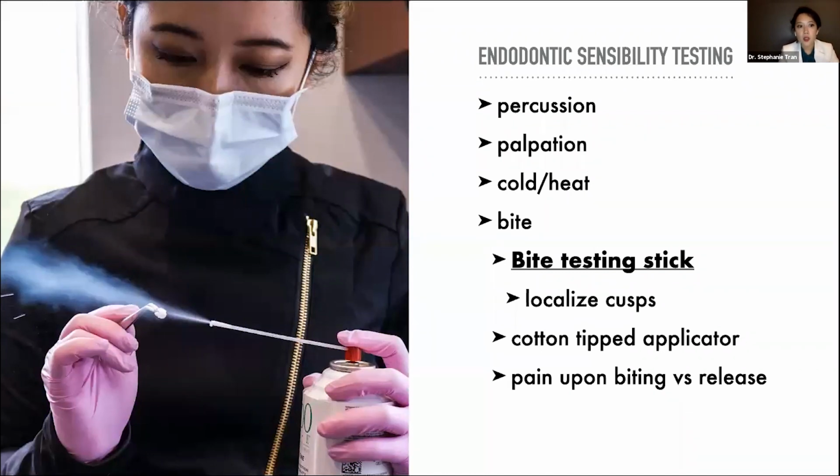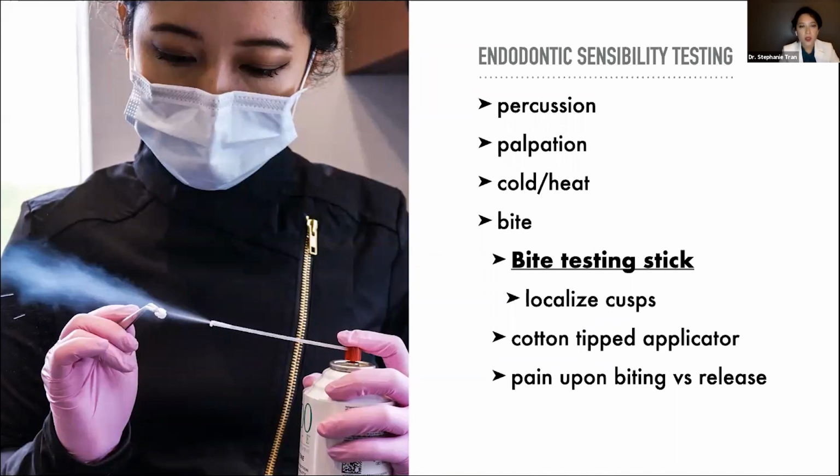Other testing of the tooth itself can help give us clues as to the presence of a crack or vertical root fracture. So percussion and palpation testing and a bite test will evaluate the periodontal ligament and the inflammation around it. So with percussion or palpation testing, is there lateral pain or just occlusal pain? For the bite itself, it's going to be important to localize it.